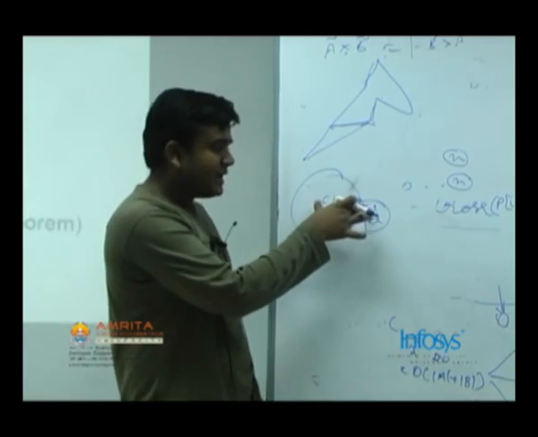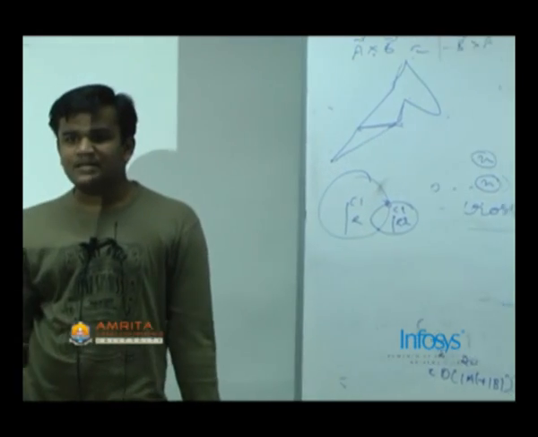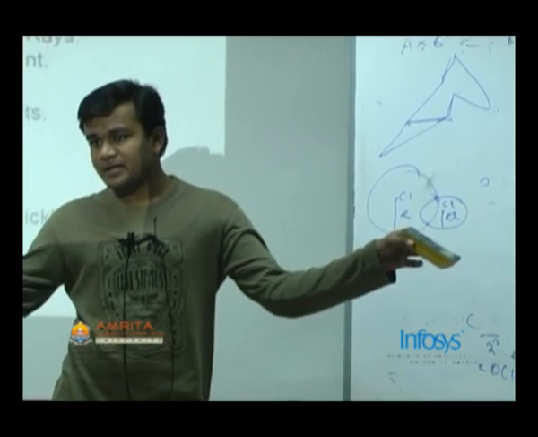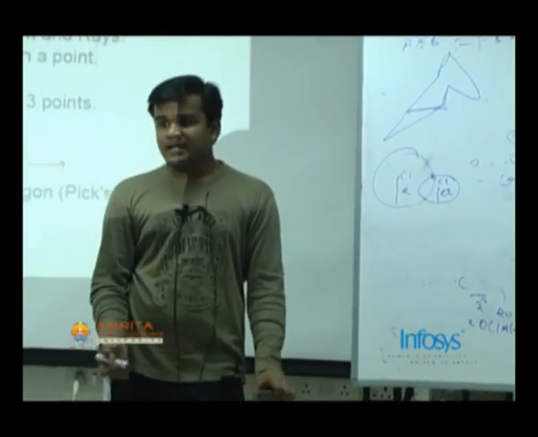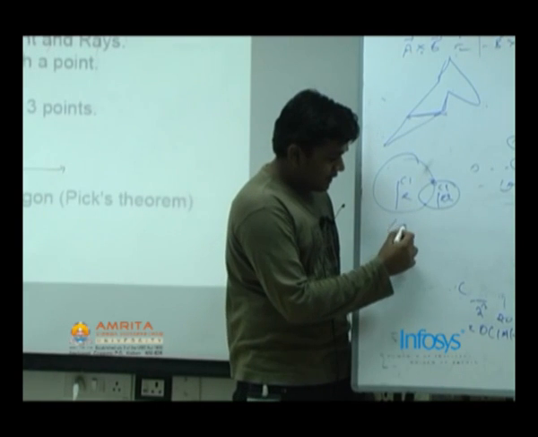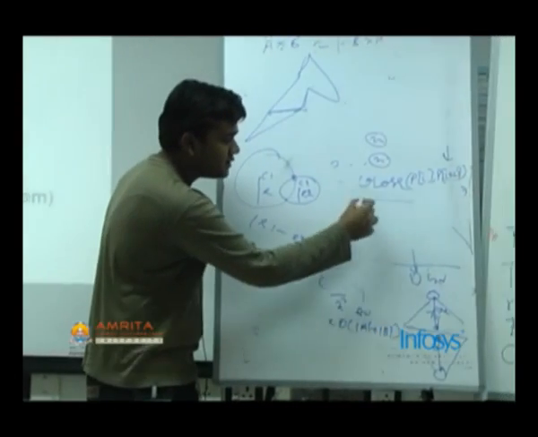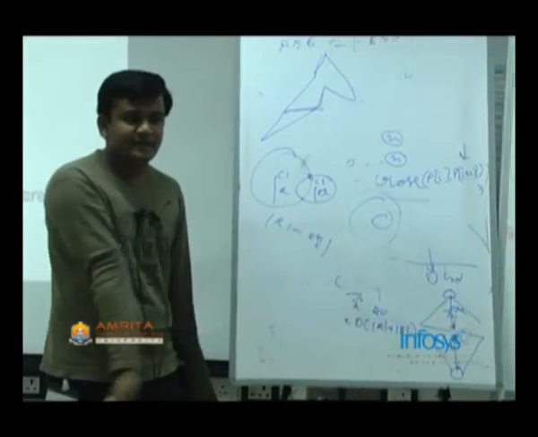So first thing you need to check is the distance between C1 and C2. If it is more than R1 plus R2, that means the circles are far apart, they don't intersect. The other thing is, if this distance is less than the absolute value of R1 minus R2, that corresponds to the situation when one circle is inside another circle.